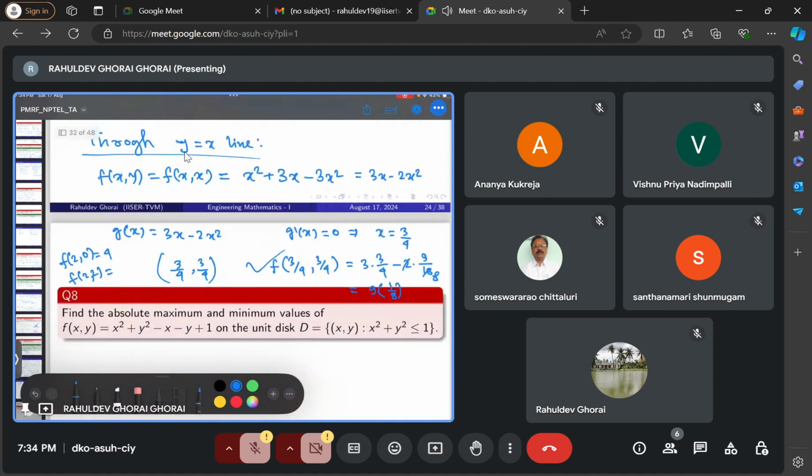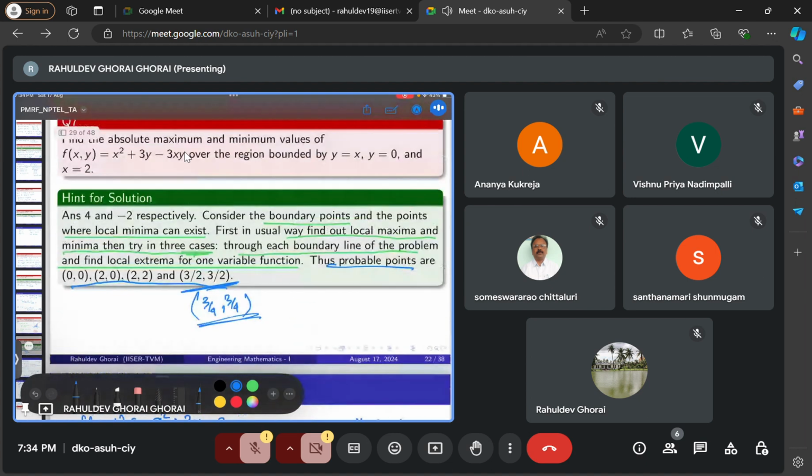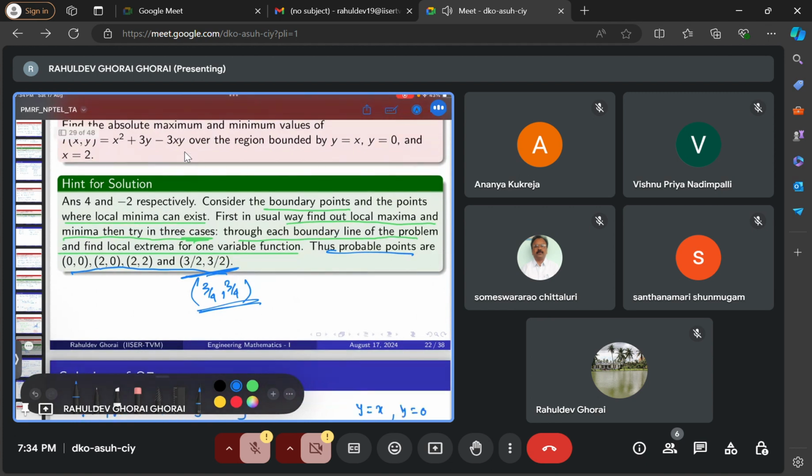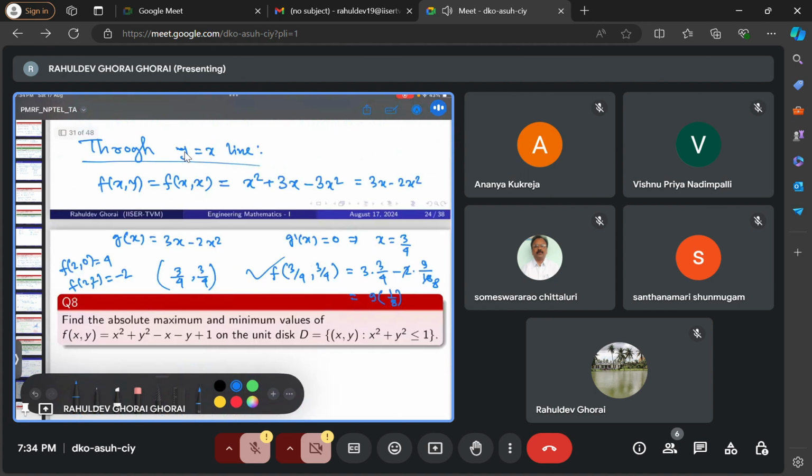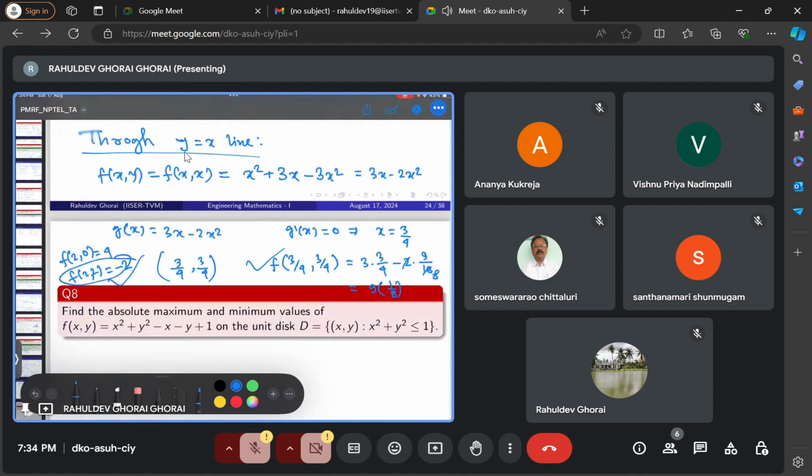Okay, minus 2. So if you consider all these things, you will see it is 4 and minus 2. So this minus 2, you got minus 2, right? Here minus 2 we got. So this will be local minimum, right?